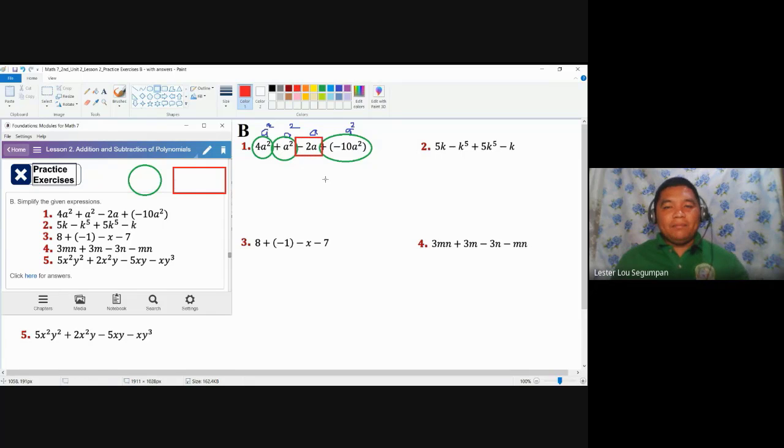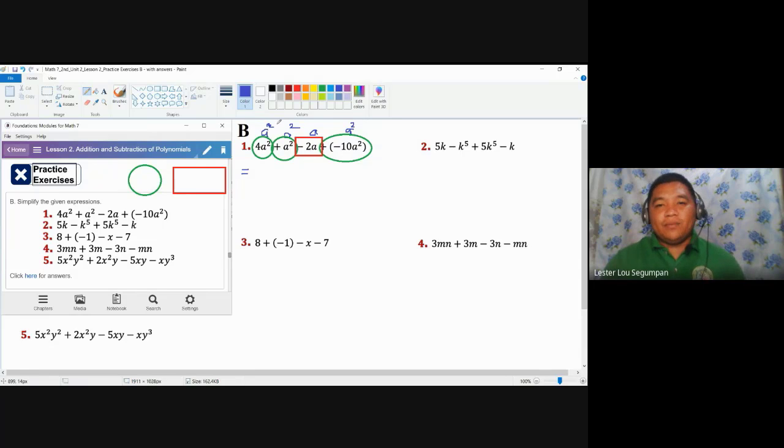Take note that when I boxed or encircled the terms, I always included the signs before them because they may mean operations as a whole, but they may also mean signs for the terms. So since we have this expression, let's try to add those terms with the same shapes. You have 4a squared plus a squared and then plus negative 10a squared.